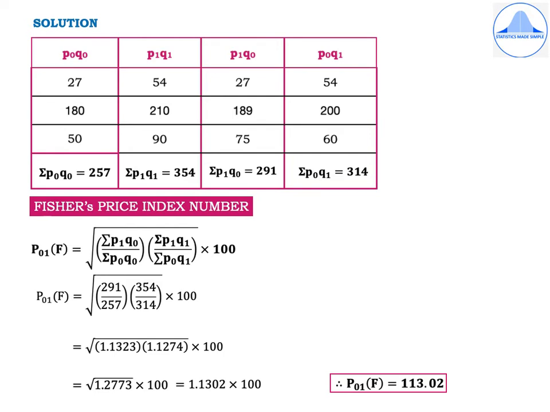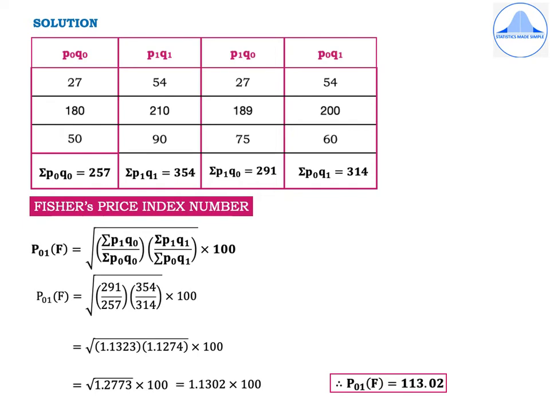So computing, P0, Q0 values are 27, 180, 50. Summation P0, Q0 is equal to 257. P1, Q1 values are 54, 210 and 90. Summation P1, Q1 is equal to 354. P1, Q0 values are 27, 189, 75. Summation P1, Q0 is equal to 291. P0 Q1 values are 54, 260 and summation P0 Q1 is equal to 314.